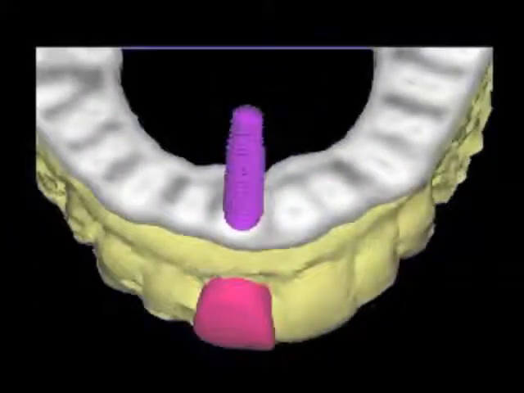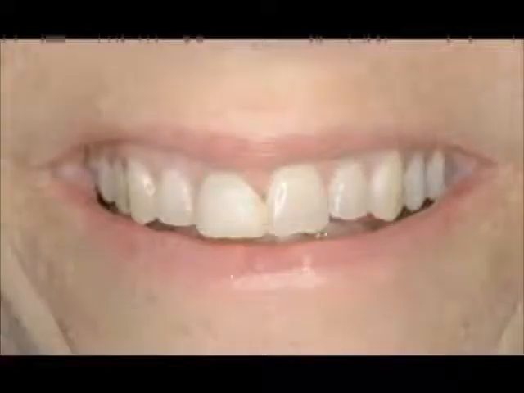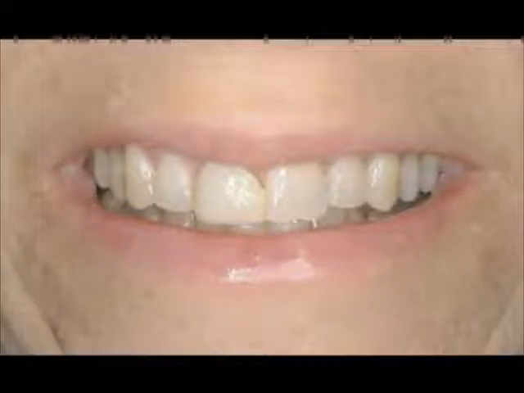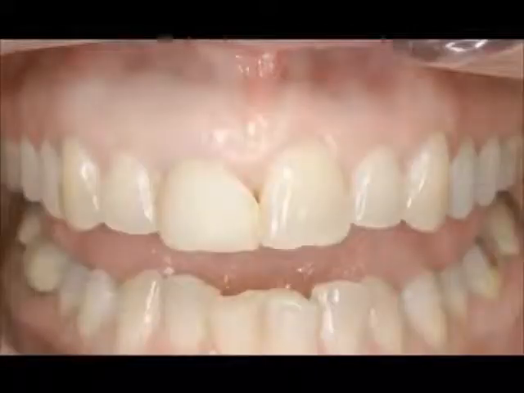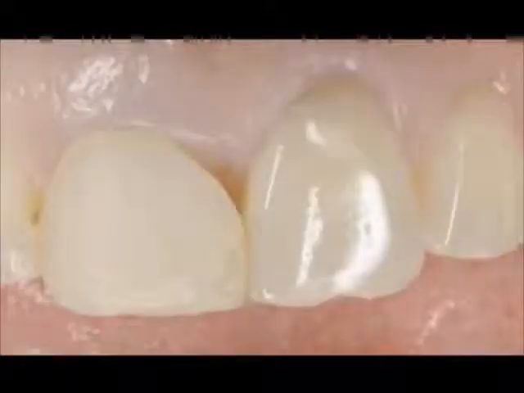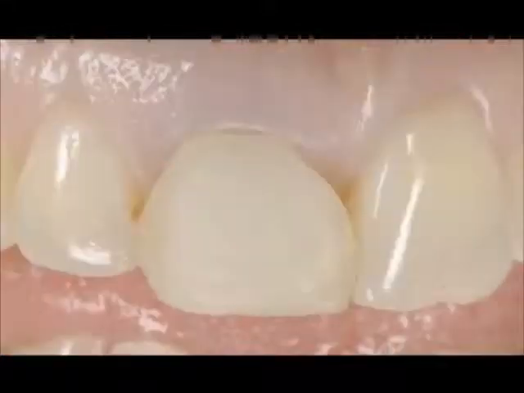What you're seeing here on the CAT scan is how the implant is going to be in the bone, and we're going to protect it by at least 2 millimeters. We have a great ridge for replacement of this tooth, and you're seeing here it was bonded in temporarily, tooth number 8, and it has a vertical fracture. And you're seeing the preoperative view the day of surgery.